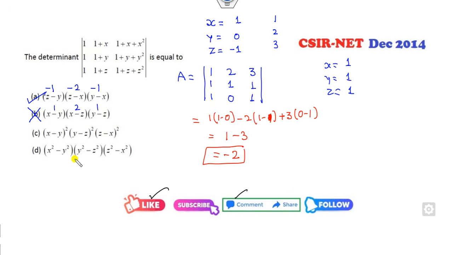a minus 2. This number is a square which can never be less than 0. So this option is cancelled. X square minus z square minus this 1 minus 1 is 0. So the whole term will be 0. So the right answer is A, A is the correct answer.